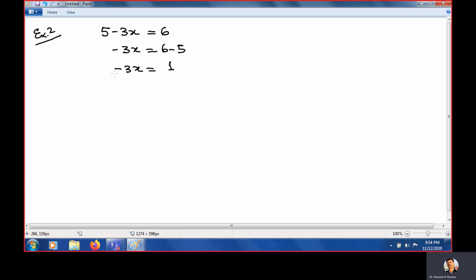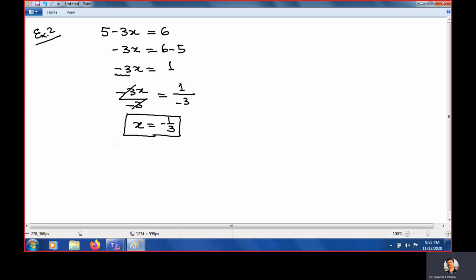Got it? Now here, what is the coefficient of x? Minus 3. So divide by minus 3 on both sides. x is equal to minus 1 upon 3. This is the answer. Clear?